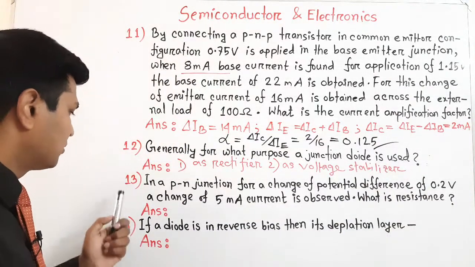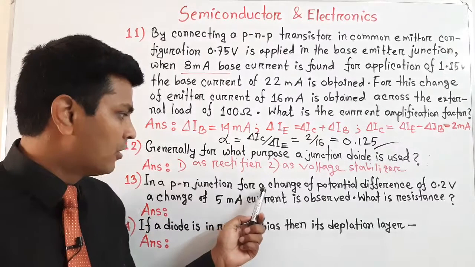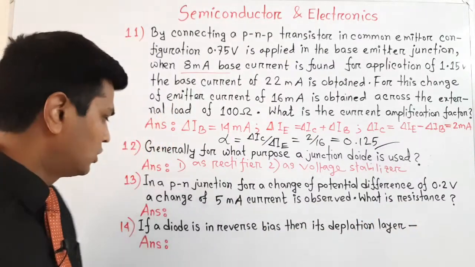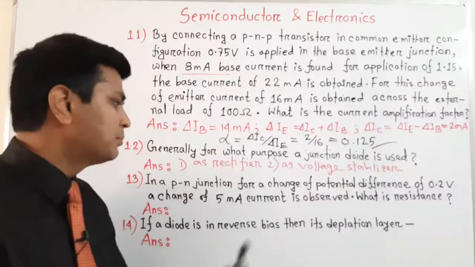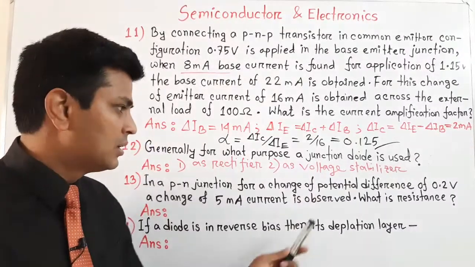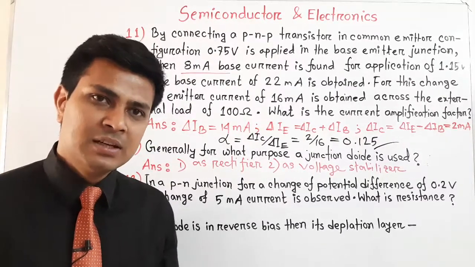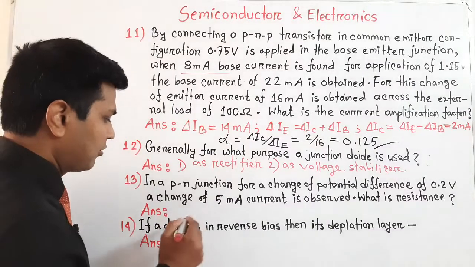Now let's see question number 13. The question is, in a PN junction, for a change of potential difference of 0.2 volt, a change of 5 milliampere current is observed. And the question is, what is the resistance? You know, the resistance is the ratio of voltage and current. So we can write the formula.